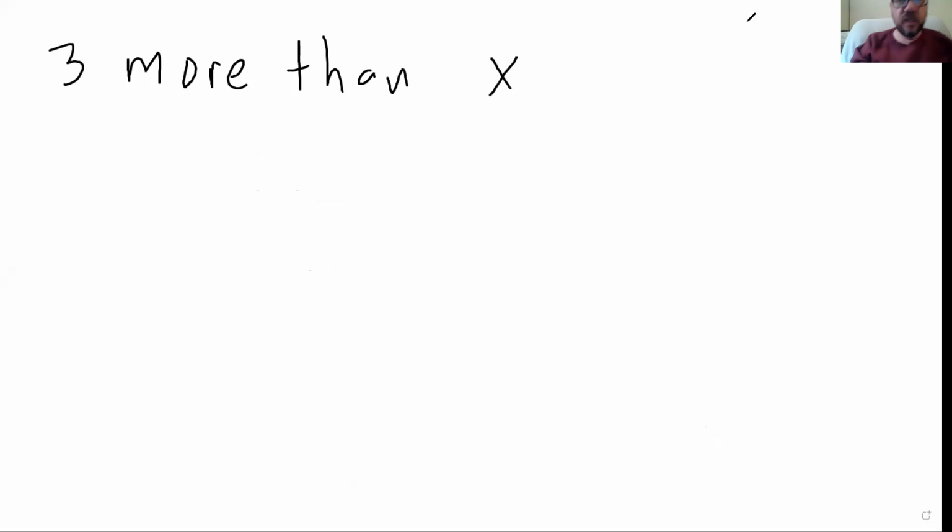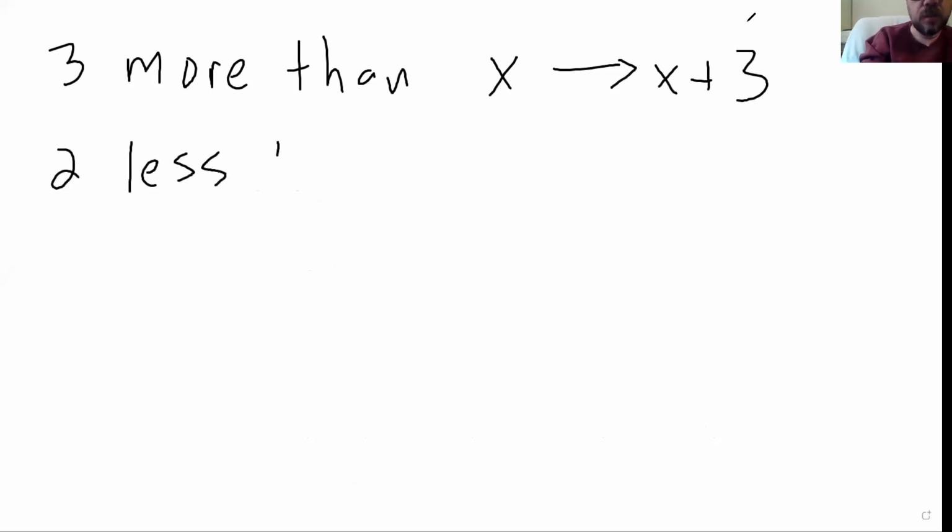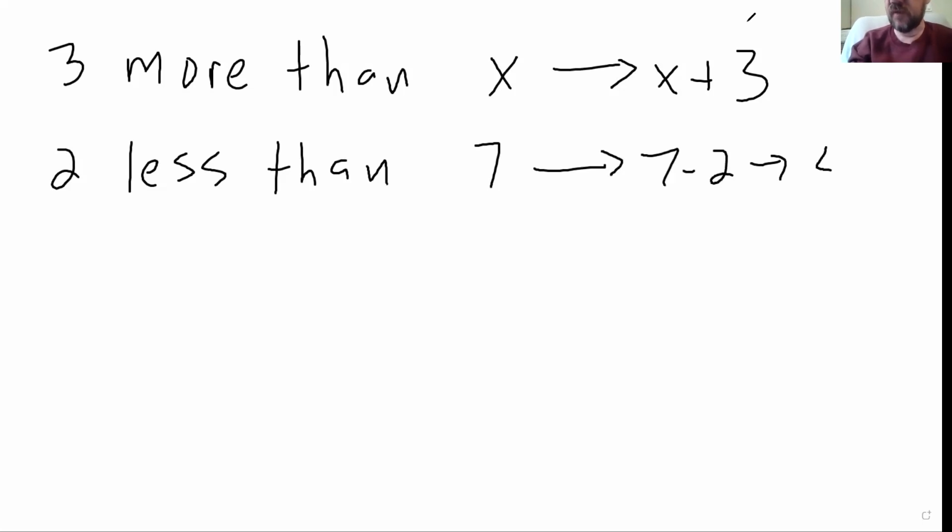If I say 3 more than X, what I'm really saying is I want the number that's 3 more than X, right? So that would be X plus 3. Or if I say, let me use an actual number, 2 less than 7. That's saying that I want the number that's two units to the left of 7 on a number line, or just 2 less than 7, right? That's 5. That's 7 minus 2, which is 5, obviously. 5 is the number that is 2 less than 7.